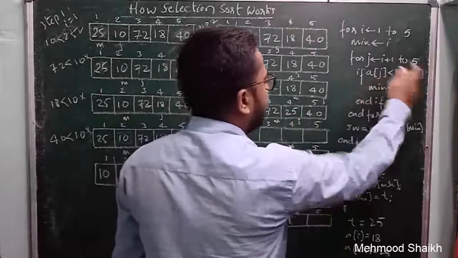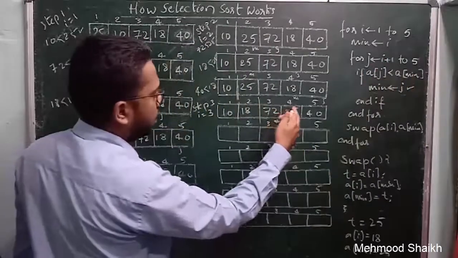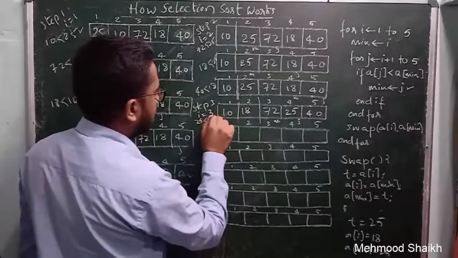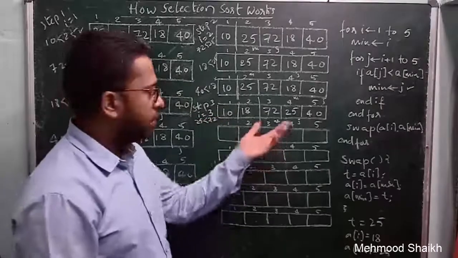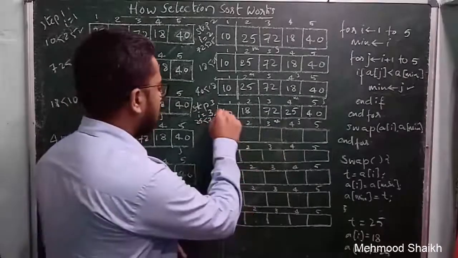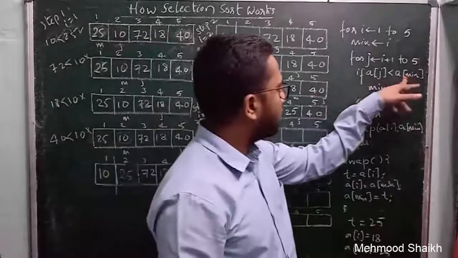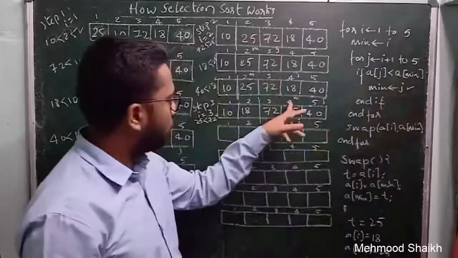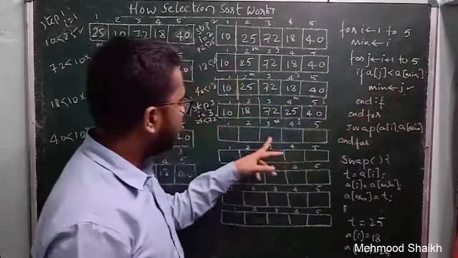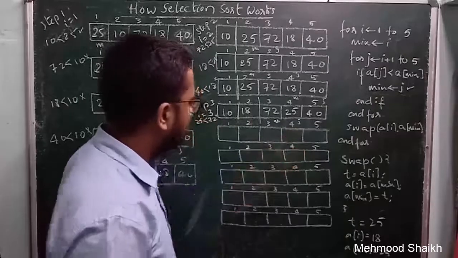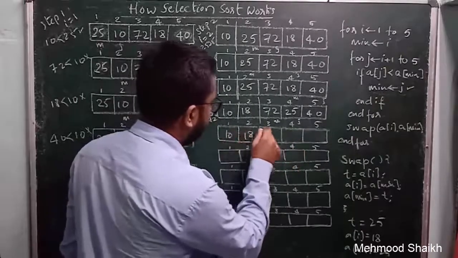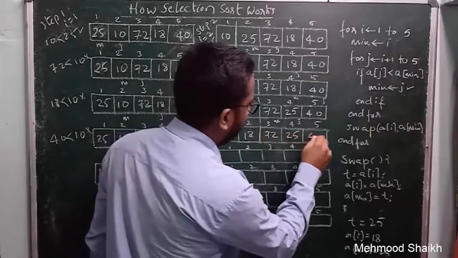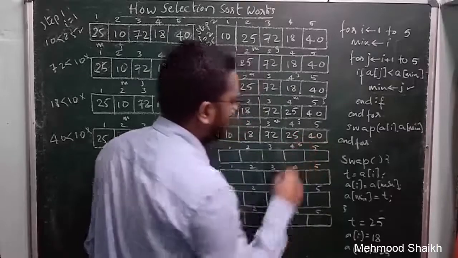A of 4 is less than A of 3, that is, 25 is less than 72. Yes, condition true. 25 is less than 72. So this becomes true. When this condition becomes true, this statement gets executed, and now we are passing the value of j, that is 4, to minimum. That means we are considering that this fourth element is the minimum element. 10, 18, 72 and 25, 40. So we'll mark this element as the minimum element.